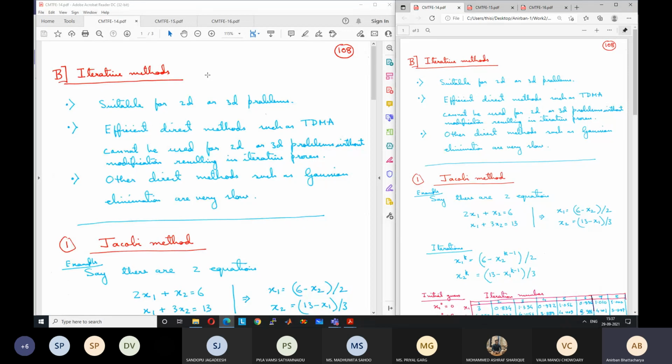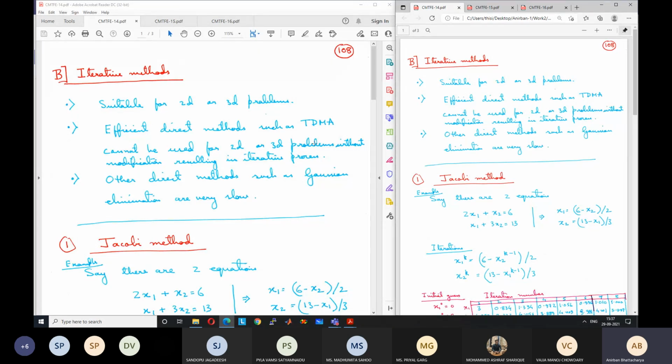For a 1D problem, it is possible to use TDMA, and it uses a special feature of the matrix, which is that the matrix has only 3 diagonals with non-zero values. All the other values are 0. Because of that, we can use a special algorithm, as we have discussed, and we can solve it very quickly. It takes of the order of n steps to solve a problem. So if I increase the number of grid points by 2 times, my time required will also increase by 2 times instead of 8 times for Gaussian elimination.